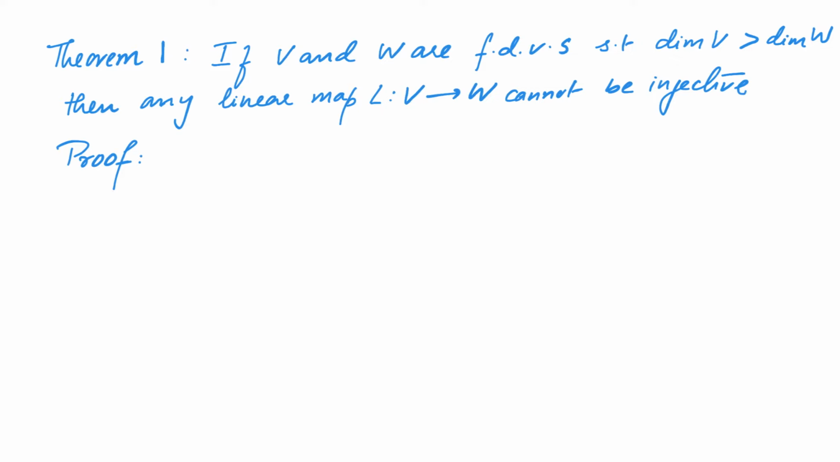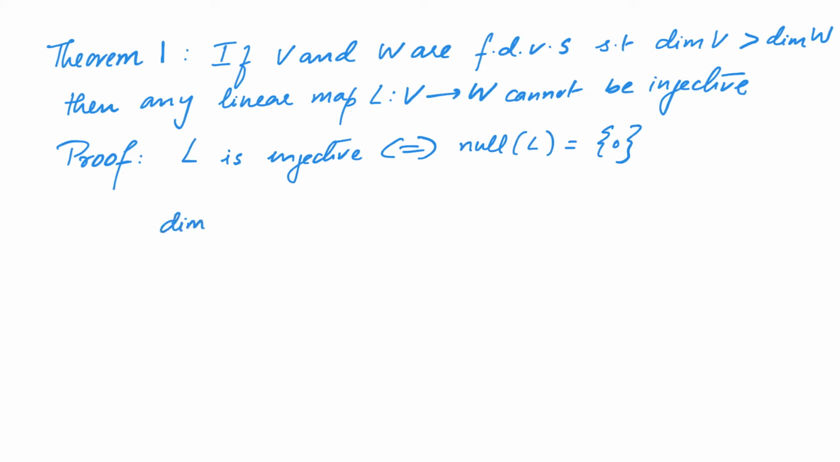greater than dimension of W, then any linear map L from V to W cannot be injective. Let us see a proof of this fact. Notice that L is injective if and only if the null space of L is equal to the singleton set 0. Therefore, we will use the rank nullity theorem and notice that dimension of null space of L is equal to dimension of V minus dimension of range of L.